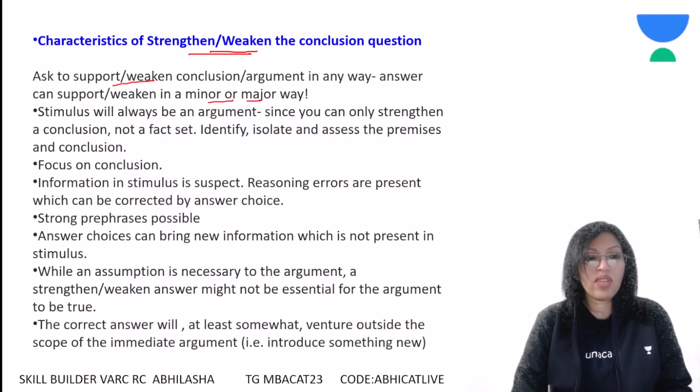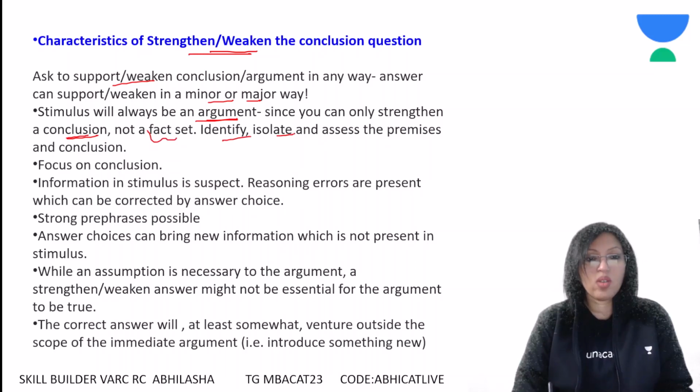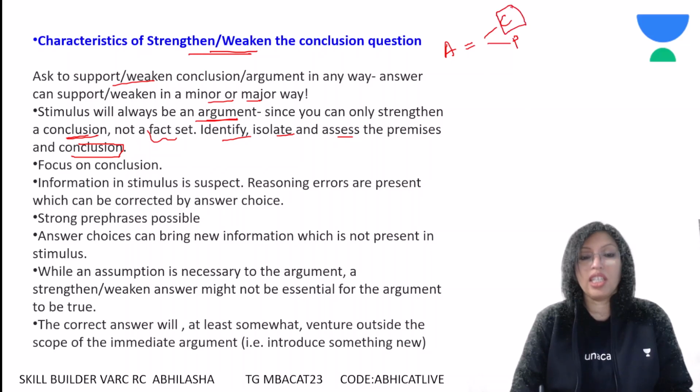The stimulus will always be an argument, obviously. So you will always strengthen a conclusion, not a fact. So you have to do what? You have to identify, isolate and assess the premises and the conclusion. Like I said, take your argument. If it's one paragraph, take your argument, identify what the conclusion is, what the premise is, because you're going to be weakening the conclusion.